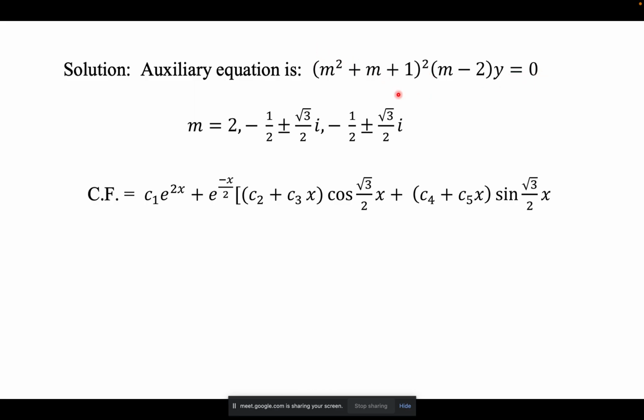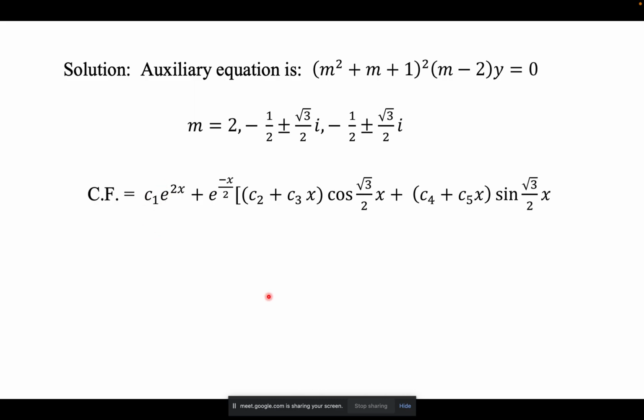Now if one solves for the roots of this equation, you have m is equal to 2, and then you have four more roots, because this equation is of fifth degree, so it will have five roots, right? So you have one real root and the other four roots are complex. Now you know if you have a real root, the complementary function is written as c1 times e power mx. So here m is 2, so you have c1 times e power 2x.